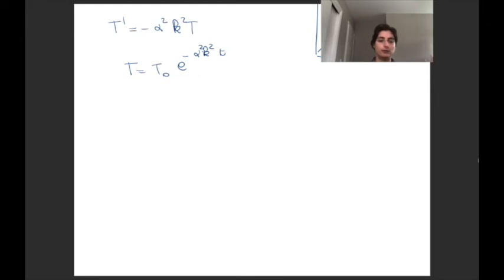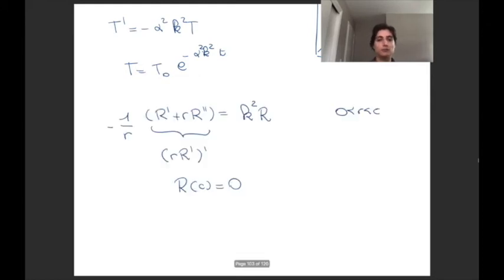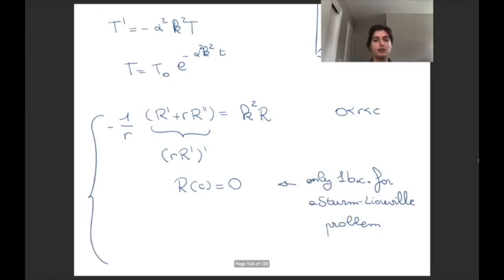We solved the one with respect to t quite easily, and then we're left with the one depending on r. We have minus 1 over r times R prime plus R second equal to k squared R. R prime plus r R second is actually the first derivative of small r times R prime. And we have the boundary condition that R at value c, so at the boundary of our disk, is equal to 0.